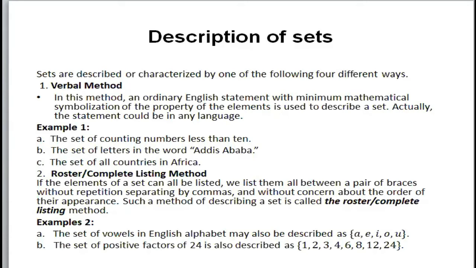Example number 2, the set of positive factors of 24. Positive factors of 24 are 1, 2, 3, 4, 6, 8, then 12, then 24. How many positive factors does 24 have? It will have 8 factors: 1, 2, 3, 4, 6, 8, 12, and 24. So we can list each positive factor of 24. So we have already listed each element. So this is the second way of description of set.